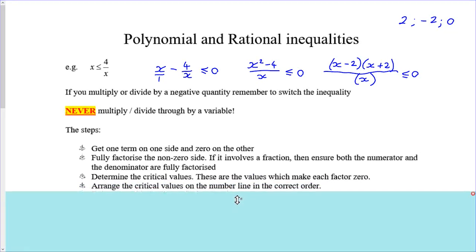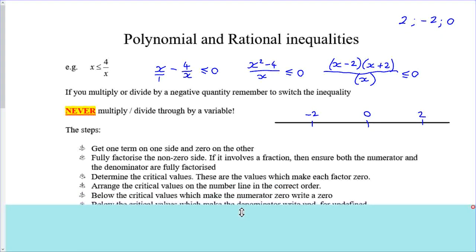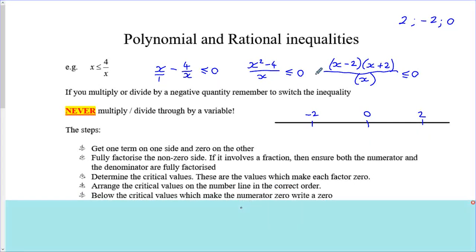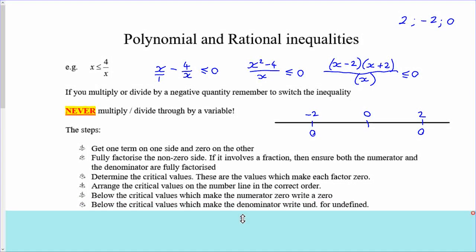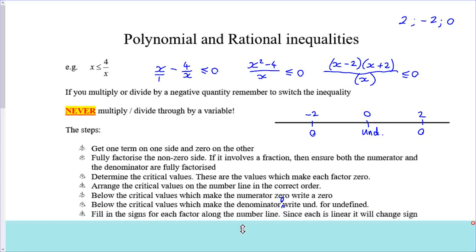Right, next, arrange them on a number line in the correct order. Okay, so I'm going to just draw a number line here. So I've got negative 2, then 0, and then 2. But then below the critical values, which make the numerator 0, write a 0. So minus 2 and 2, I'm going to put a 0 underneath there, because this expression would be 0 if x was negative 2 or 2. Below the critical values, which make the denominator 0, so it should be a 0 in there, write UND for undefined.